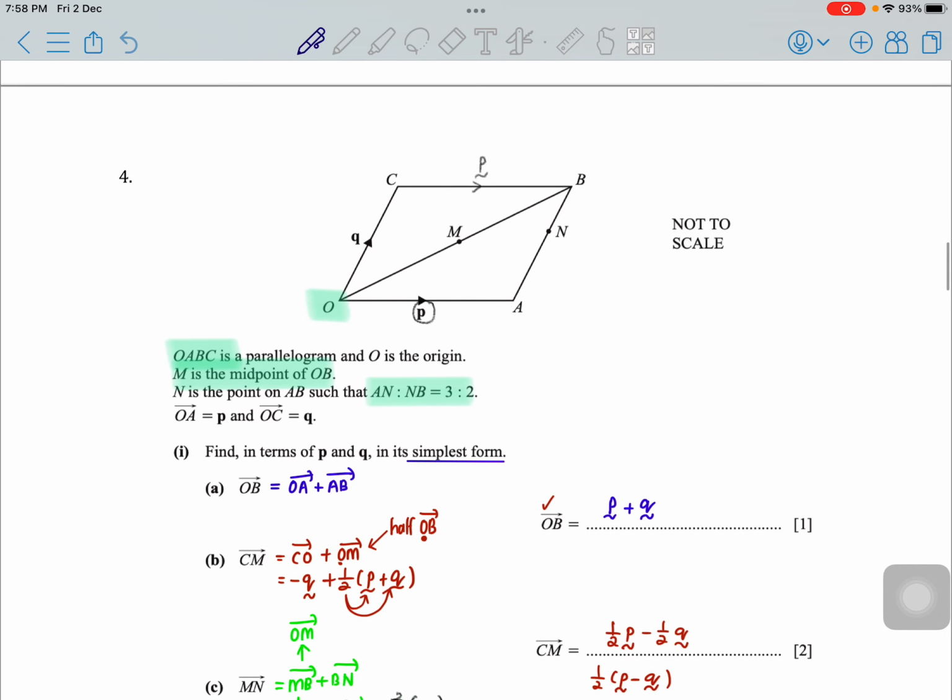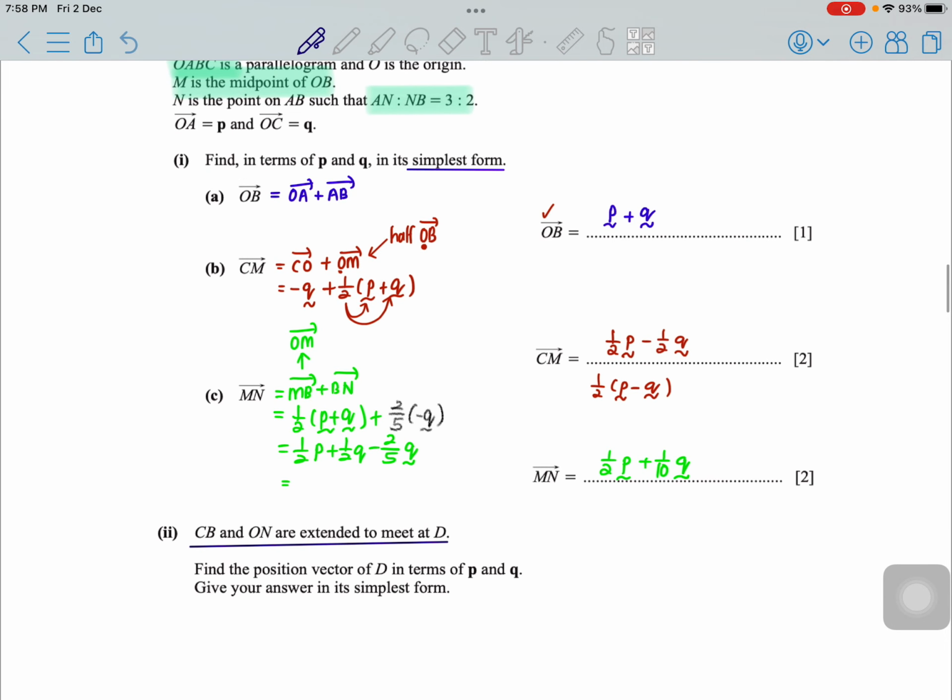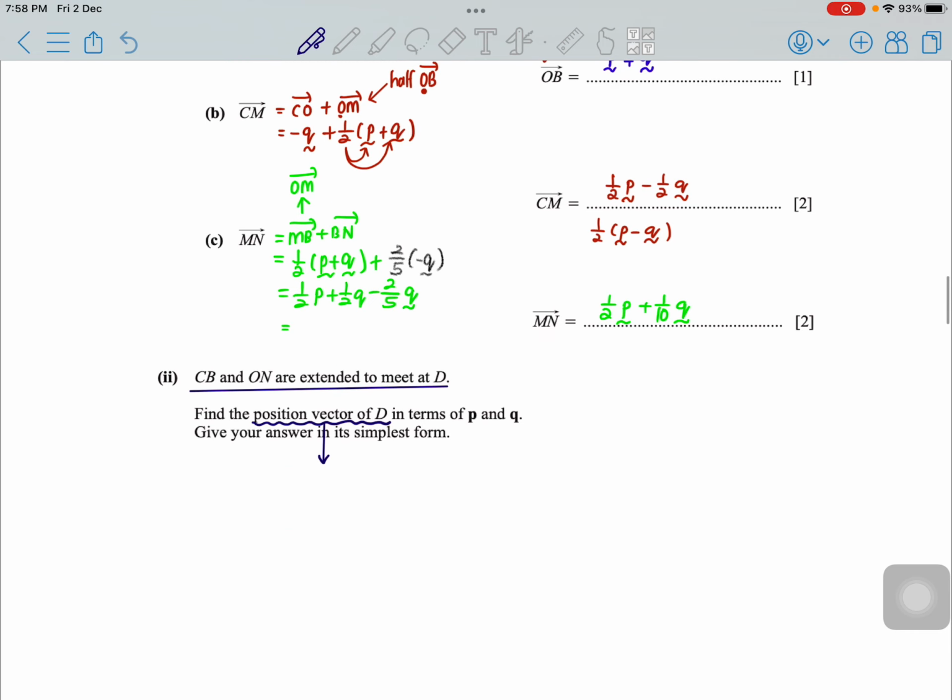And ON. So O to N this way. And then C to B. And I know that this is my D here. Now I have to find the position vector of D. How do I write this in mathematical notation? Position means origin. You need to start with O and you have to go to the D.